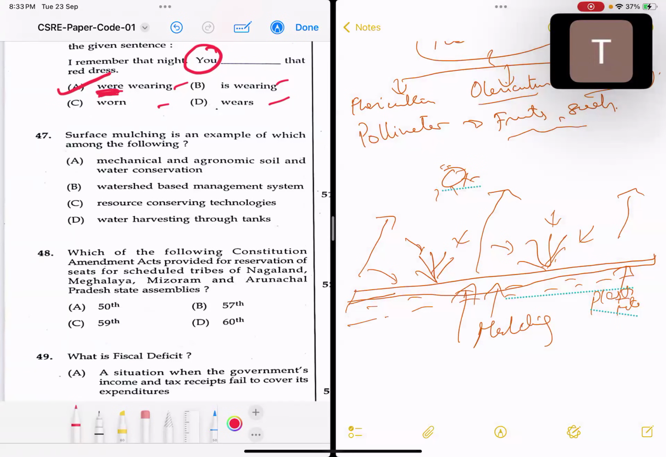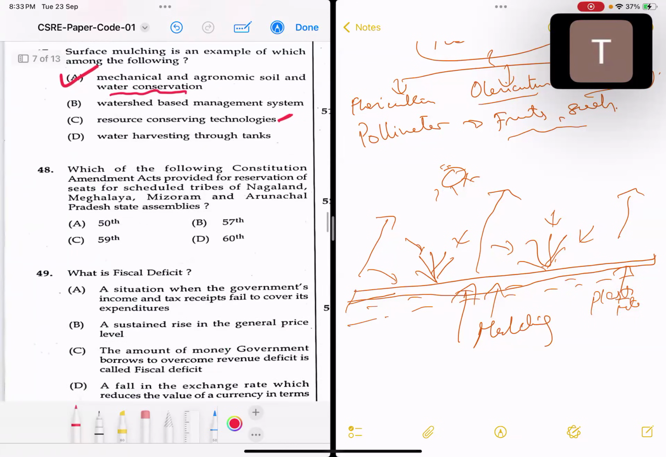So the correct option should be mechanical and agronomic soil and water conservation. Even this is not an incorrect option also, because in a way we are conserving the water, right? So it's a resource conserving technology, but primarily the more specific thing is, although it is also a resource conserving technology because water is also a resource, but here the word water conservation has directly been given, so we'll go with that.